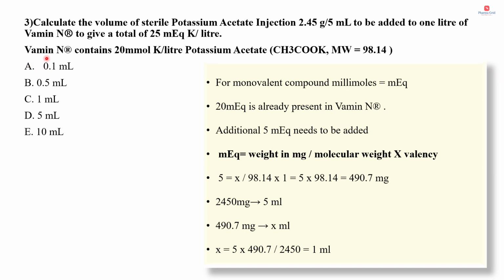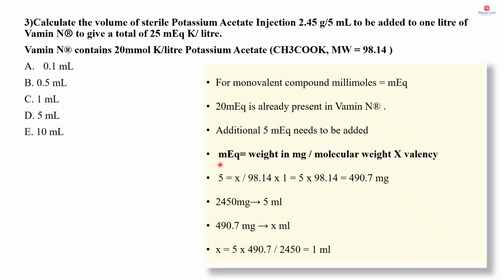Okay, see the data here. Vamin N contains 20 millimoles, that is 20 milliequivalents potassium per liter. So see the question. We need to find out how much volume additionally we need to add to this Vamin N to give a total of 25 milliequivalents potassium. Already this Vamin N contains 20 milliequivalents. We need to make it 25 milliequivalents. So how much do we need to add extra? That is 5 milliequivalents. Additional 5 milliequivalents need to be added.